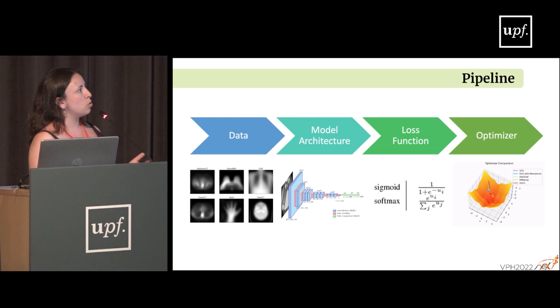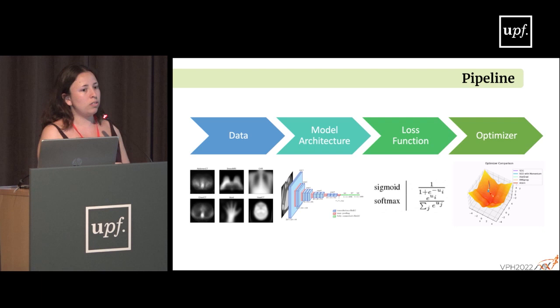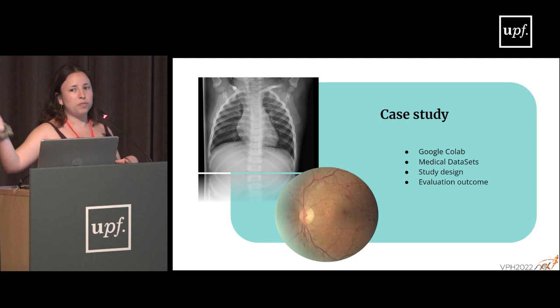Then when we have the algorithm, we have to compute the error with a loss function. And this loss function is going to be interpreted by the optimizer, and the optimizer is going to update the model parameters in order to decrease this error and thus obtain better results and better accuracy. And moving on to the case of study, my colleague is going to start.